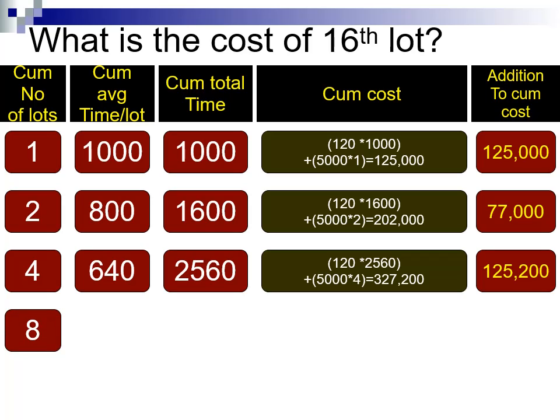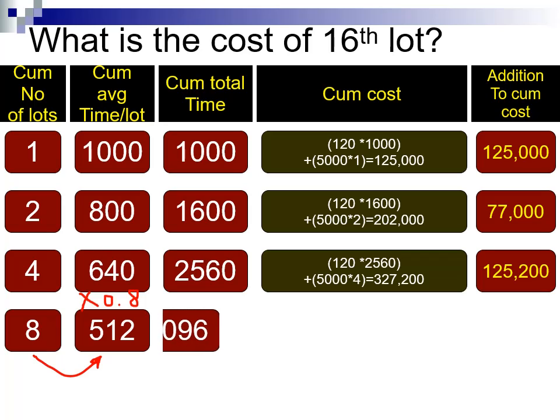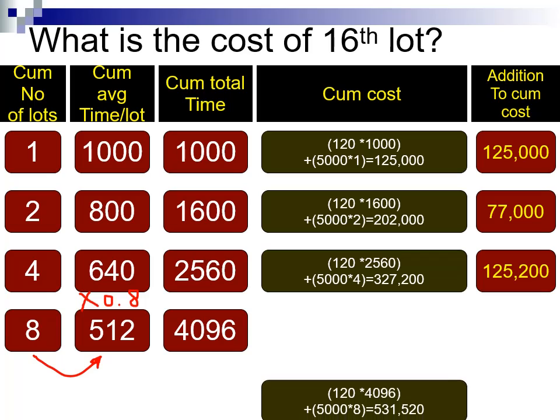The next or third doubling will happen during the 8 lots production. The cumulative average time per lot is 80% from the last cumulative average time per lot calculated earlier as 640. So the new cumulative average time per lot is 640 multiplied by 0.8, which will result in 512 hours per lot. To calculate the cumulative total time, we multiply that by the total number of lots, which is 8, and that results in 4,096 labor hours.